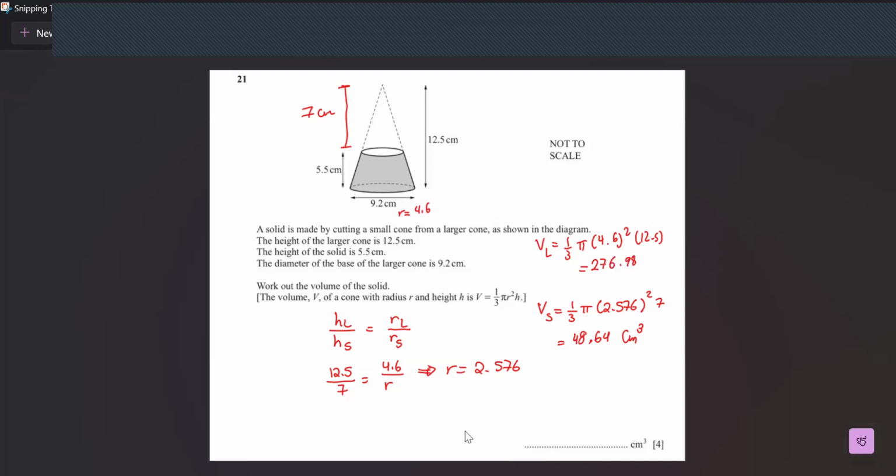276.98. Then, so the volume of the solid, what should I do? Subtract them, this minus what I got before. It will be what? 228.34. Any problem in this?